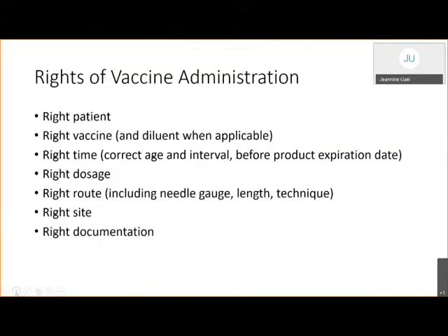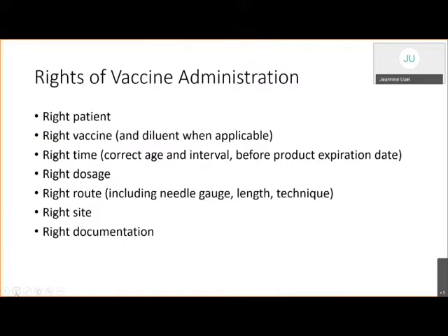When administering vaccines, you should follow the 7 rights of administering medication. The right patient, have the patient state their name and birth date. Right medication, make sure you have the right vaccine. Check the vial and/or the syringe. Right time, make sure you are administering the right vaccination at the correct time, correct age interval, and before the product expiration date. Be sure that you have the right dosage and the right route, including needle gauge, length, and technique to include intramuscular injection.